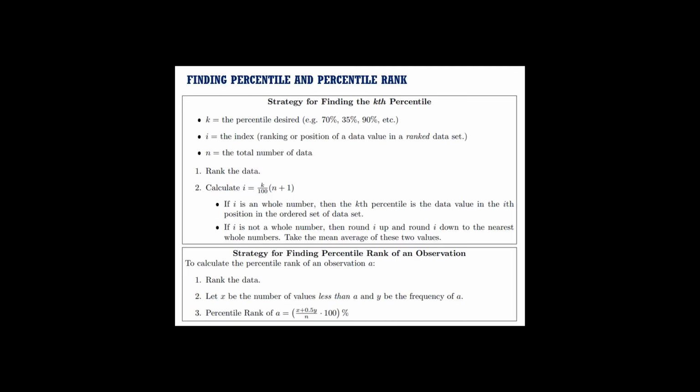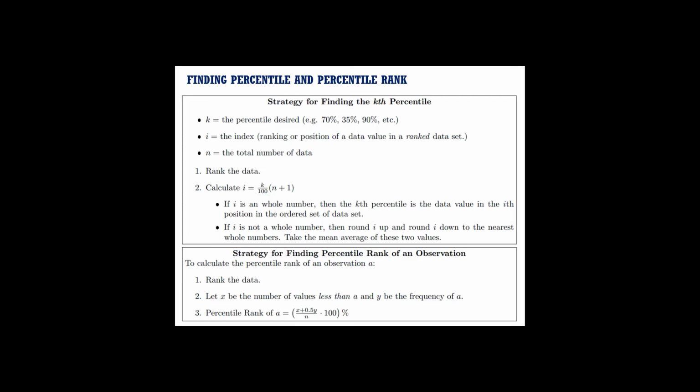I want to talk about percentiles first. What we usually have is the question of finding a certain percentile. You'll be asked for the 70th percentile or the 50th percentile, and we use K to represent the percentile that is desired. So K would equal either 70 or 35 or 90 or whatever percentile we're interested in.